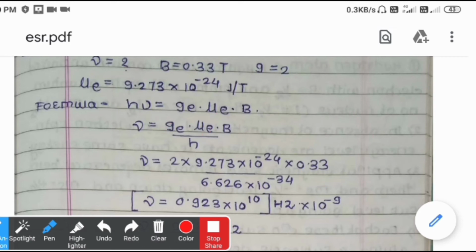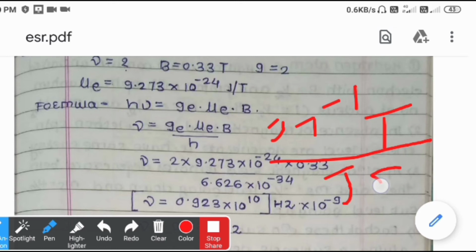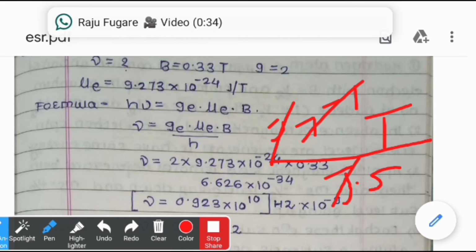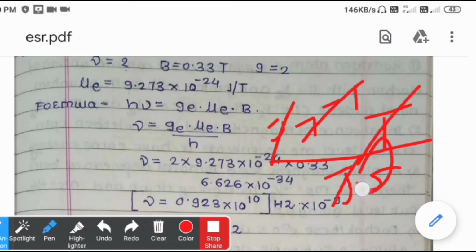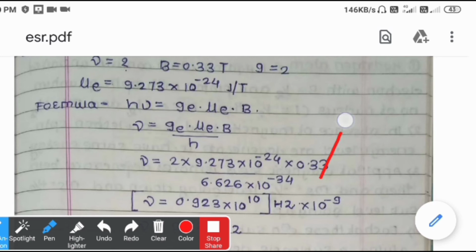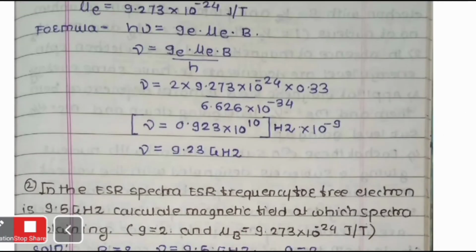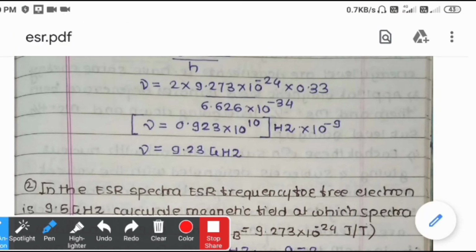So g is unitless, mu is like joules per Tesla. Then next, the external field strength has the unit Tesla, divided by h, which is Planck's constant, having again the unit joule second. So the joule gets cancelled, Tesla gets cancelled, and we are left with only seconds in the denominator. So the unit comes out to be per second, which is nothing but the frequency, that is hertz.